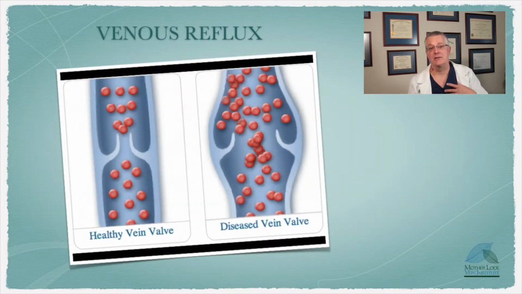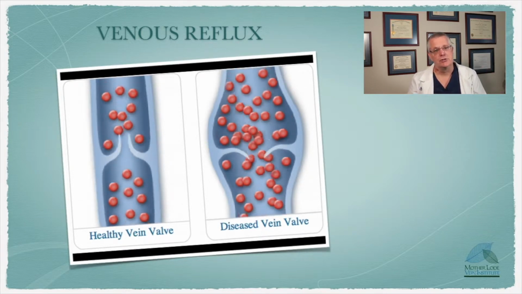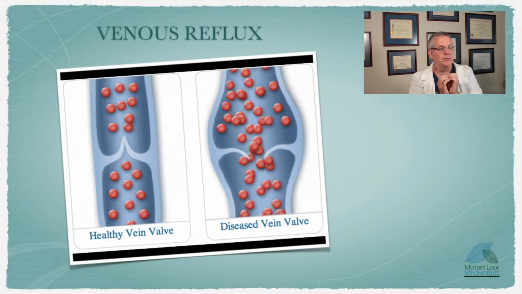Now we're going to talk about venous reflux. So venous reflux is basically leaky valves. I call it leaky valve syndrome. If your valves don't close, then you can see the blood in a normal vein goes straight up through the vein and the valve closes properly.